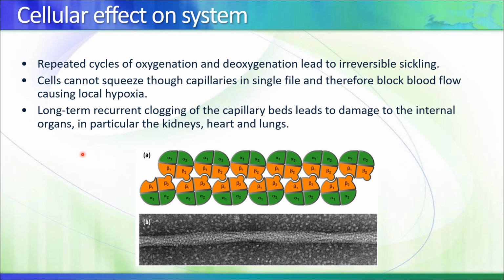What happens here is that repeated cycles of oxygenation and deoxygenation cause clumping and clustering of the hemoglobin molecules. It would look something like this: an array of molecules clustered to each other. That would cause clumping in capillaries, clogging capillaries, so that blood flow is restricted, causing hypoxia, a low level of oxygen in tissues. Eventually that would lead to organ damage, particularly in kidneys, heart, and lungs. So the question now is, why is it that the sickled hemoglobin molecules cluster together?